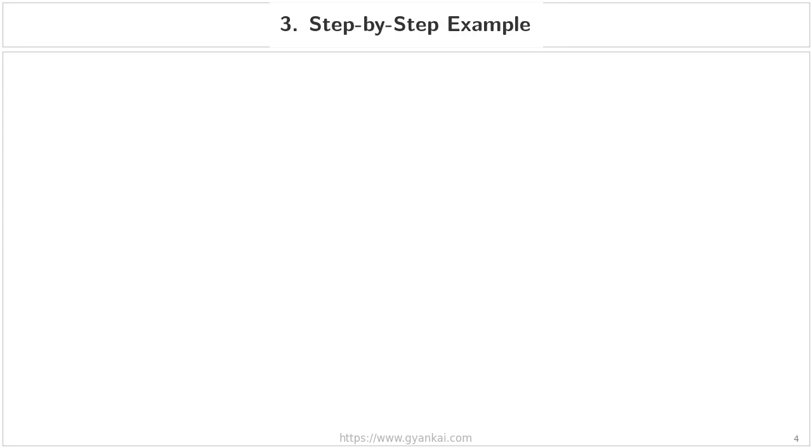Three, step-by-step example. Let's look at this 3x3 matrix, which we will call matrix A. It contains the following elements. In the first row, we have 2, -3 and 5. In the second row, 6, 2 and 4. And in the third row, 1, 5 and 7.